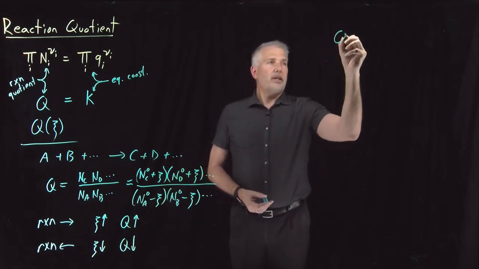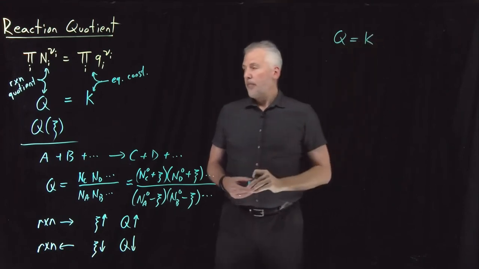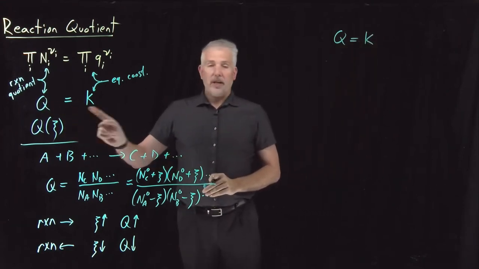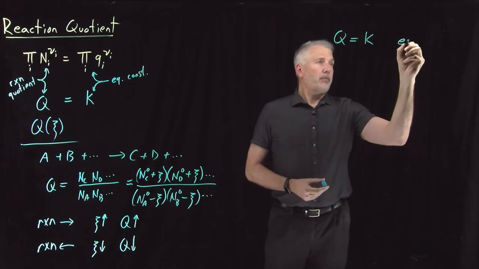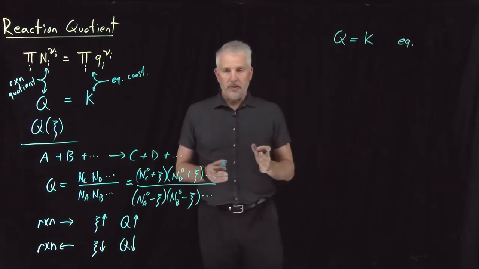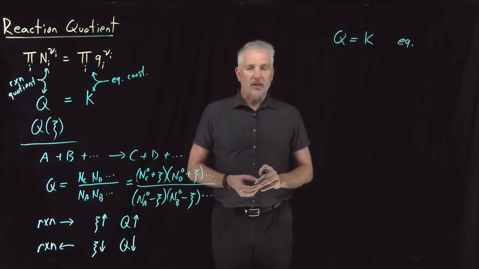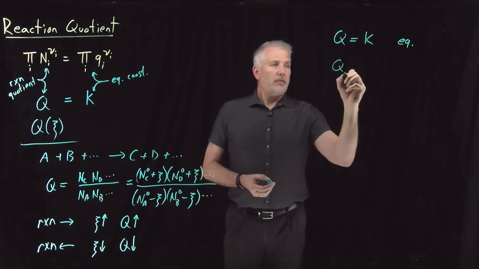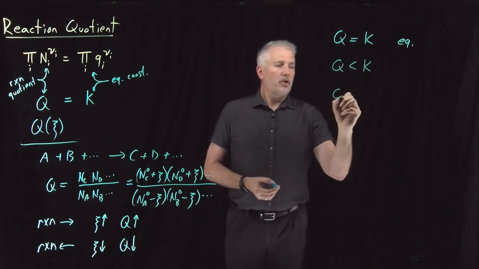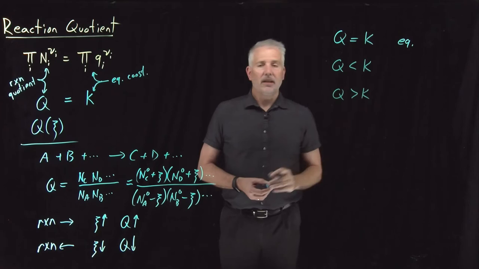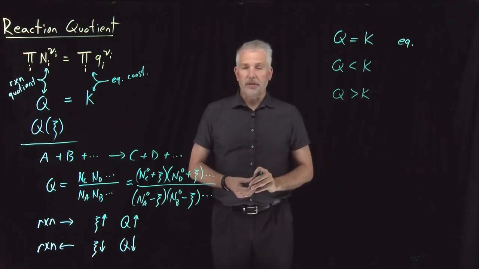So if we happen to have Q equal to K, we know what that means. That means the reaction's at equilibrium. It's not going to move. It's already at equilibrium. It's not going to shift forward or backward. If we have Q bigger than or Q less than K, on the other hand, then the reaction will shift.